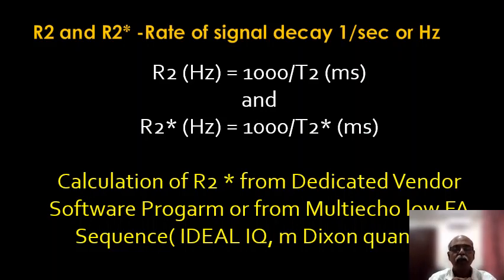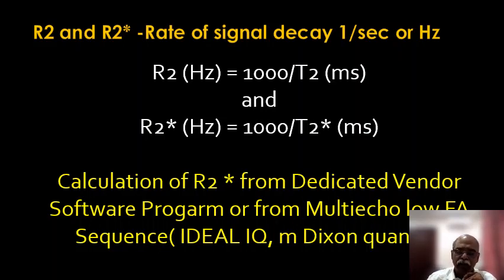For example, R2 star is 800, 1000 by 800, 1.1, 1.2 is T2 star. That means severe, very severe iron overload. So R2 star very high values indicate that there is very high iron overload in the liver. Proportionately, the T2 star becomes very low because there is already excessive iron overload status. The signal also becomes very low.